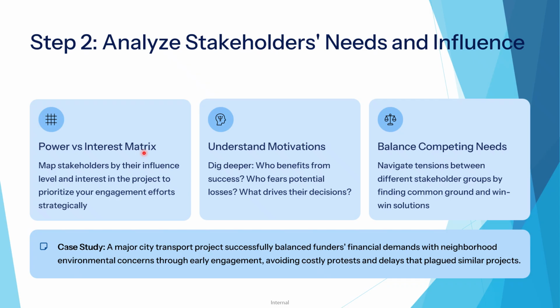Understand the motivations. Who benefits? Who fears? What drives their decisions? These are the motivations to understand. Balancing competing needs means navigating tension between different stakeholder groups, finding common ground, and win-win solutions, which is very important for any project's completion. Let's suppose we have a city transport project, and a lot of stakeholders are involved. Engage them properly to avoid costly protests and delays that affect the project. So manage all the stakeholders properly. It will increase the chance of success.